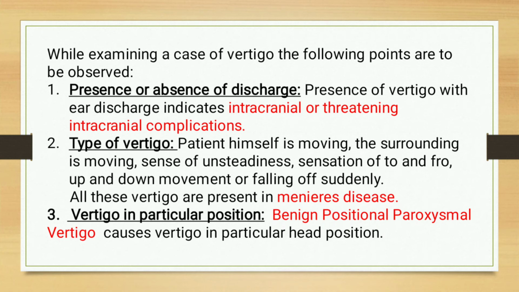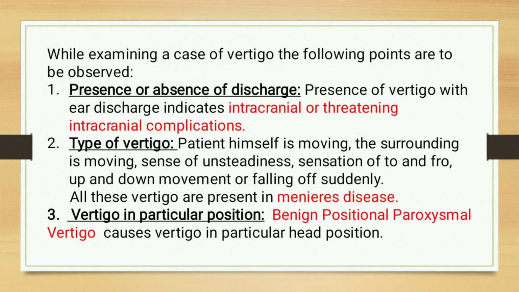And the type of vertigo, like if the patient himself is moving or the surrounding is moving, or any sense of unsteadiness or any sensations of to and fro or up and down movements or falling off suddenly, and all these types of vertigo are seen in Meniere's disease.